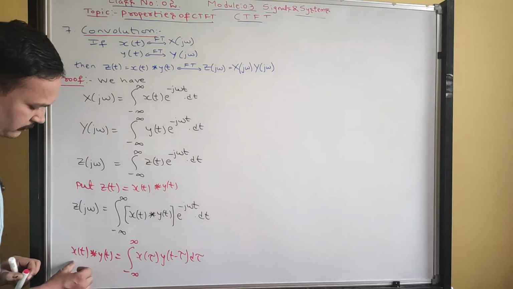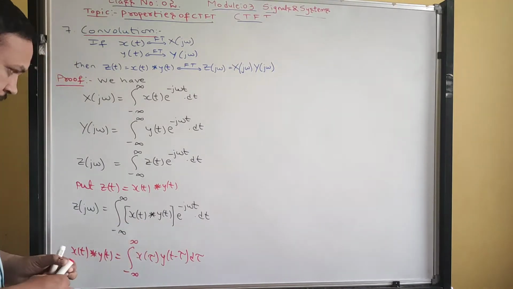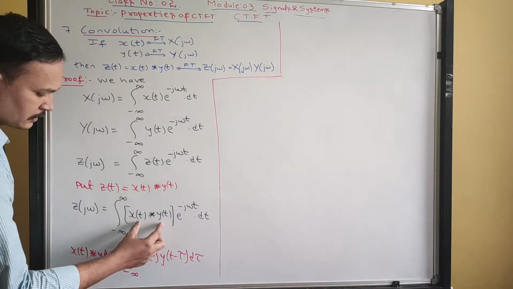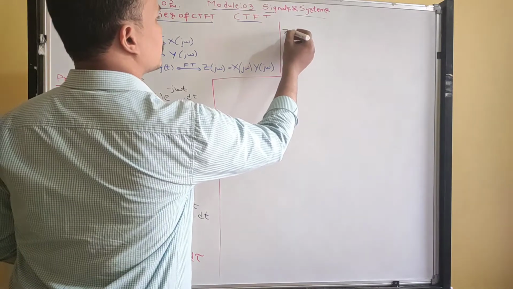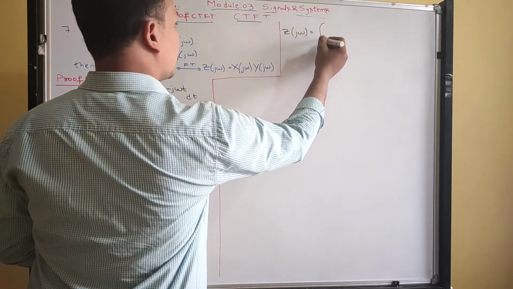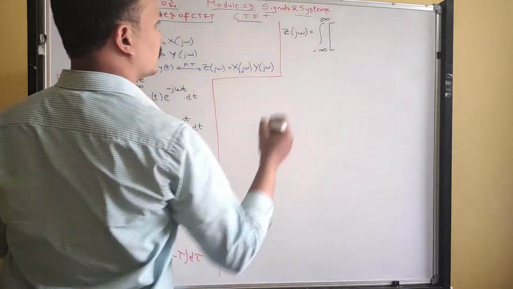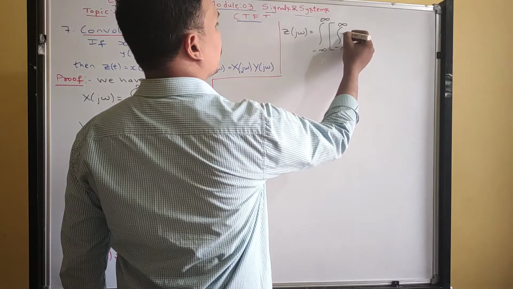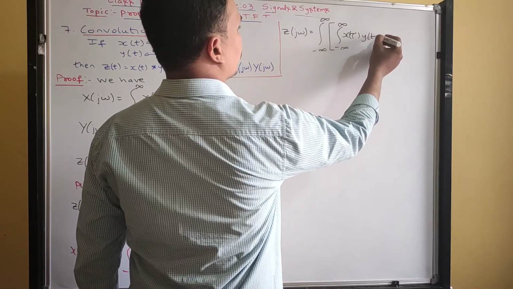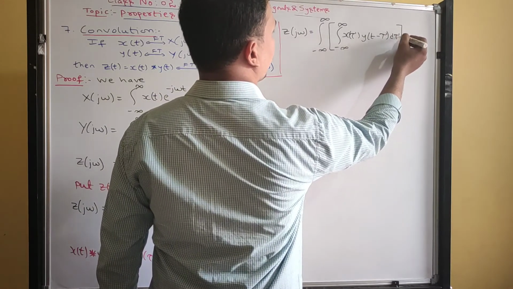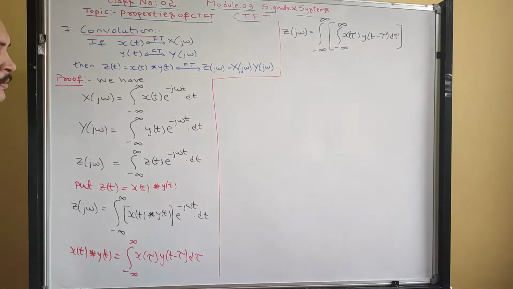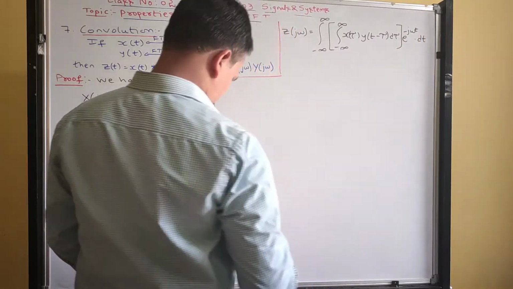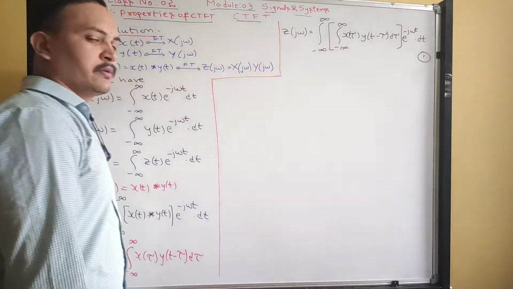Now substitute this term for x of t convolution y of t. By substituting, we can write z of j omega is equal to integral from minus infinity to infinity, within the bracket, integral from minus infinity to infinity x of tau into y of t minus tau into d tau, then e power minus j omega t into dt. Take this as equation number 1.